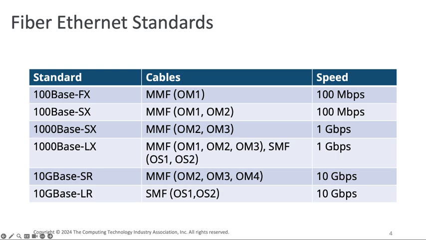In this case, 100BASE-FX uses multi-mode fiber and supports 100 megabits per second. 1000BASE-SX and 1000BASE-LX use multi-mode fiber and single-mode fiber, but they support speeds of 1 gigabit per second or 1000 megabits per second. Same thing for the 10GBASE-SR and 10GBASE-LR. They both support speeds of 10,000 megabits per second or 10 gigabits per second.